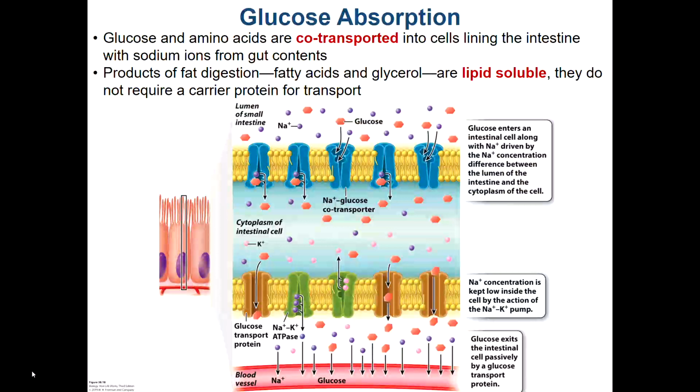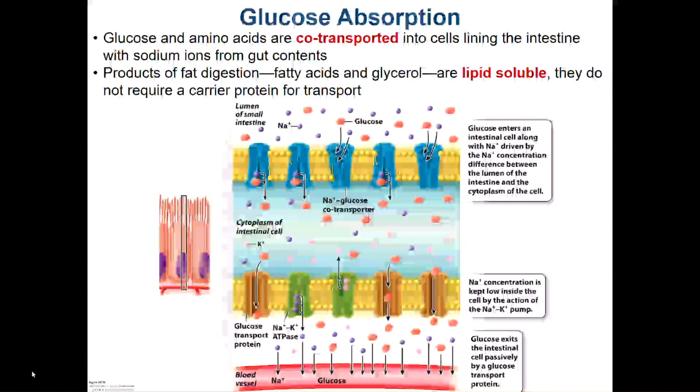Okay, so as you saw in the video, glucose, and this also happens for other amino acids that are required by our body, are co-transported into cells lining the intestines with sodium ions from gut contents. Sodium ions bind to a transmembrane protein on the surface of cells lining the intestine that also binds the nutrient molecules such as glucose. Absorption of the nutrient molecule into the cell is driven by the movement of the sodium ion down its concentration gradient.